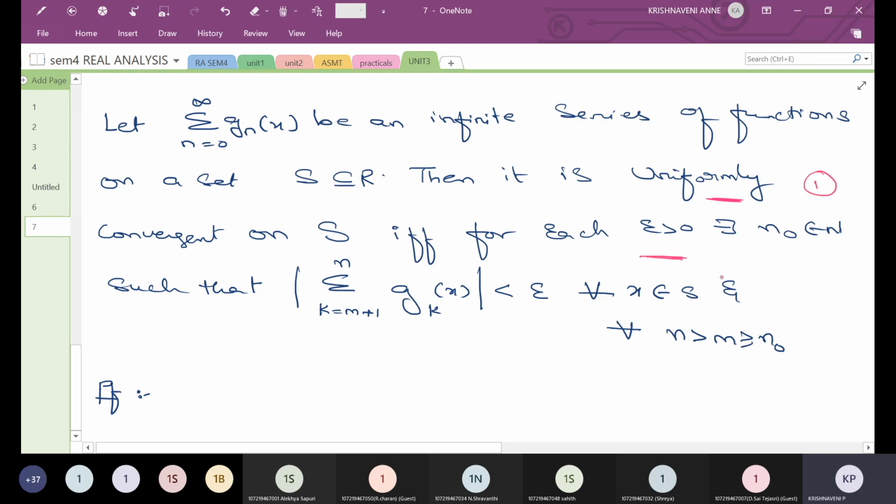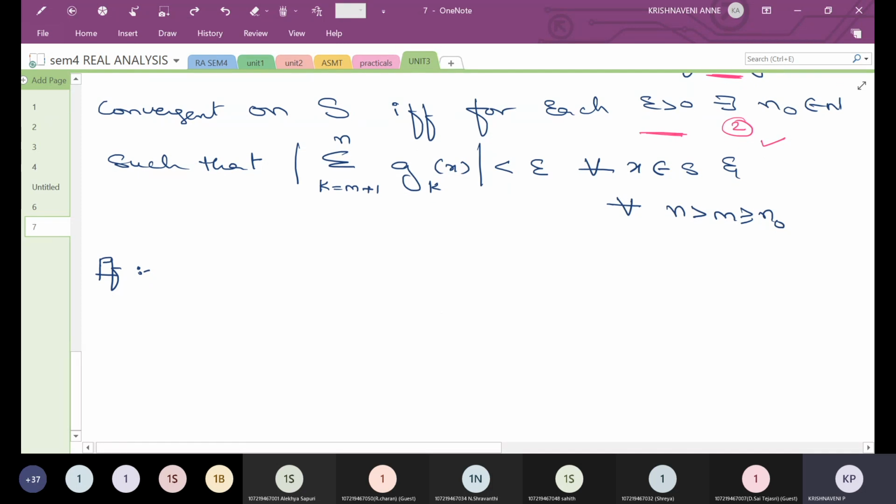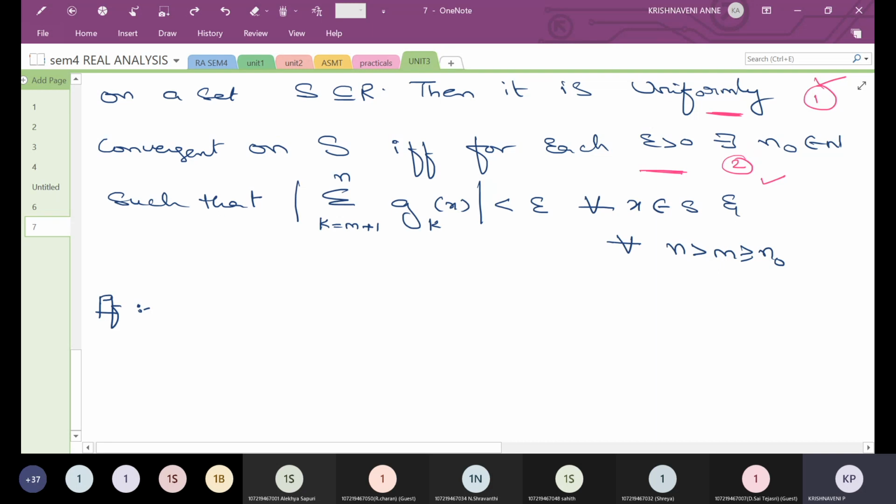So first we will consider the first condition. We will consider that the given series is uniformly convergent and we'll prove this condition. Conversely, we'll consider the second condition and we'll prove that it is uniformly convergent. Is it clear, everyone? Okay. We'll start the proof. So first we will consider that the series is uniformly convergent. Before that we will write what is the given series of functions, what is the nth partial sum of the series, all those things.